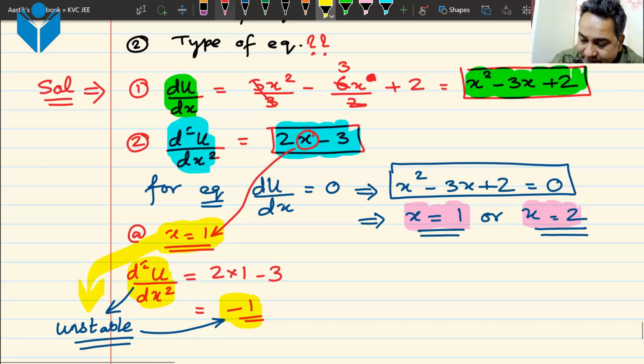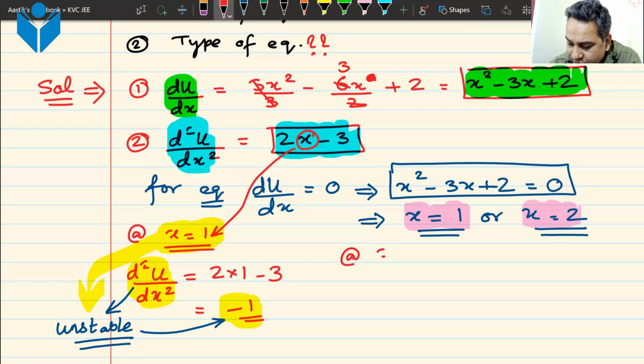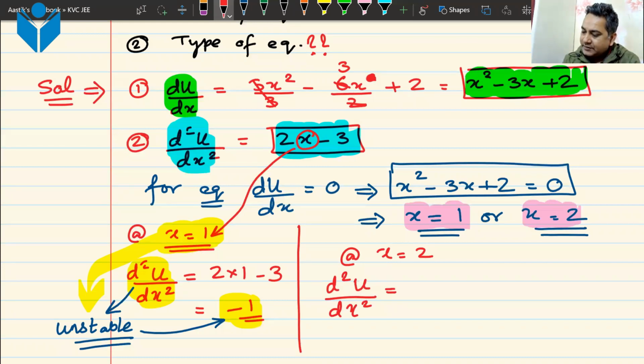But we also need to find out what is the value at x is equal to 2. That is what we are going to do now. At x is equal to 2, let me draw a line here. At x is equal to 2, I have to find the second derivative value d2u by dx squared. Again, I find it and it is 2 into 2, 4, 4 minus 3, it is equal to plus 1. Did we get to this step? The green step? Yes, sir.